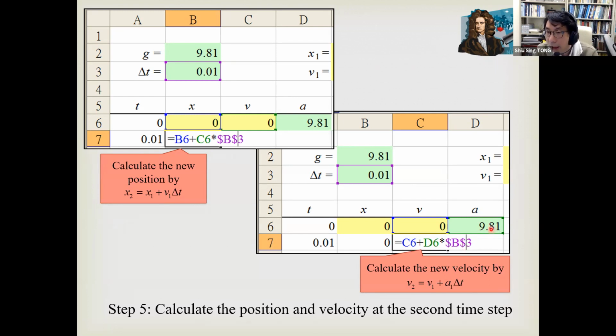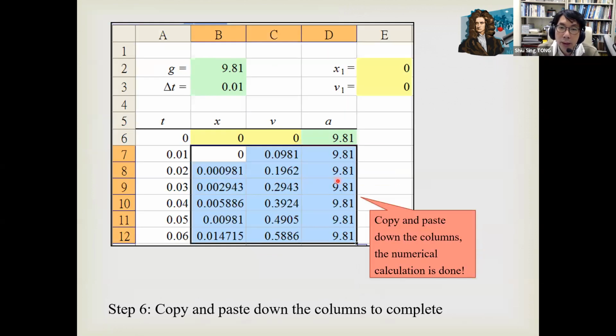And of course, for this case, the acceleration is constant, so I just copy from the previous cell. That is okay. Or I refer to this cell. Okay. Now, so everything is ready.